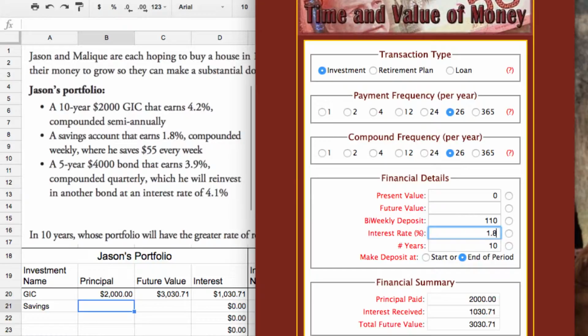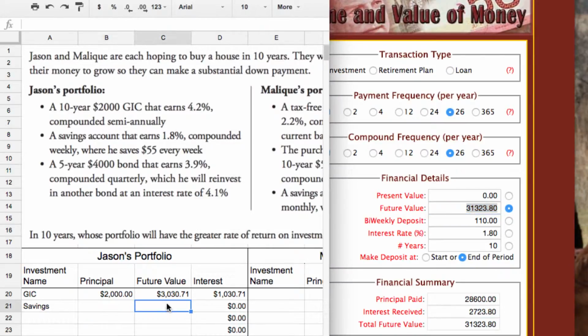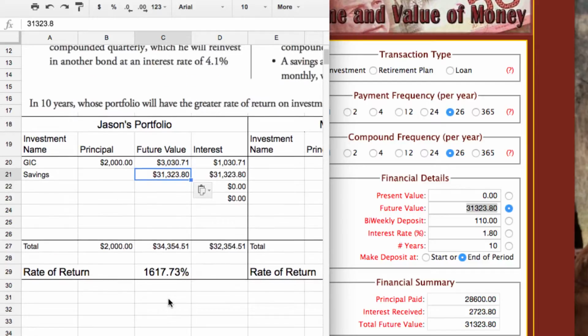Not very good, but that's normal for a savings account. Okay? And how long? 10 years. Yes, 10 years. Future value, survey says, woo, look at that money, hey? $31,000. Could you imagine how sweet that would be? Okay, so that would be in the future value, $31,000.